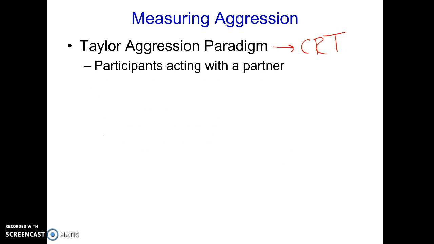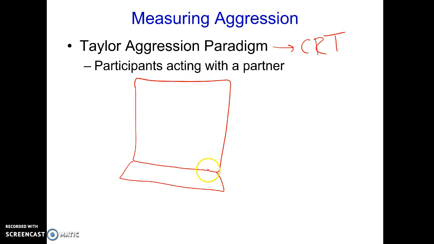Let me draw for you, this is some room. Here's what the CRT looks like. Basically, it's a computer program where this is your computer screen, okay? This is the keyboard. On the left side here, you're going to see a bar that goes from 10 at the top to 0 on the bottom.